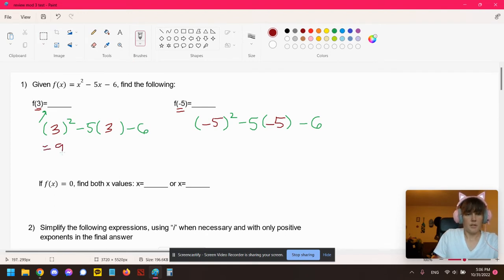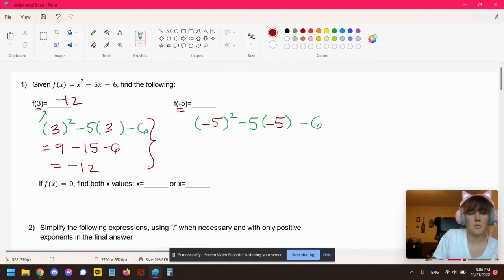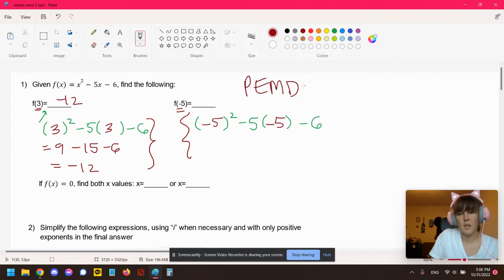3 squared is 9. 5 times 3 is 15. 9 minus 15 minus 6 is negative 12. 9 minus 15 is negative 6, and then minus another 6 is negative 12. This is PEMDAS, right? Simplifying both of these, we're going to use PEMDAS: parentheses, exponents, multiplication and division, addition and subtraction.